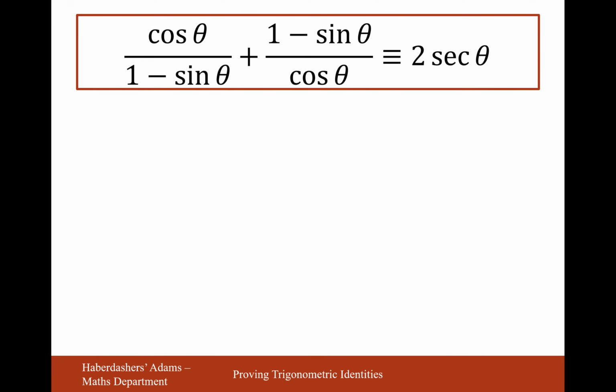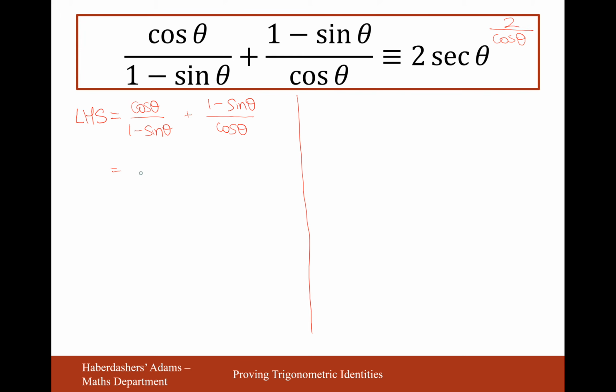Right, way more difficult this one, but still achievable. Cos theta over 1 minus sine theta plus 1 minus sine theta over cos theta equals 2 sec theta. Now what is 2 sec theta? That would be 2 over cos theta. So that's where we're heading. Let's see if we can get there. So left hand side, maybe leave yourself a lot of space for this one, is going to equal cos theta over 1 minus sine theta plus 1 minus sine theta over cos theta. Right, okay, so what can we do from here?